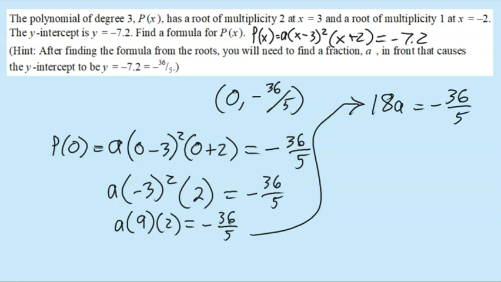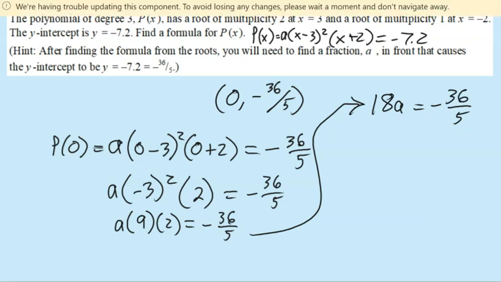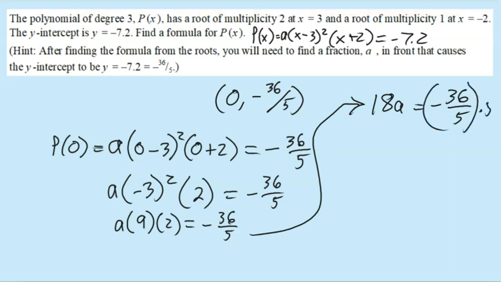Now to make this a little bit easier, I'm going to cancel this denominator 5. How am I going to do that? Well, I'm going to multiply by 5, and over here, I'm also going to multiply by 5. So we're going to do 5 times 18a. Well, 5 times 18, you may need a calculator for this, but if you don't, what you're going to find is that 5 times 18 is actually 90. And we'll have 90a equals negative 36 over 5 times 5. All that does is cancel the denominator, and all we have left is negative 36. To solve for a, we're going to divide by 90 on both sides.